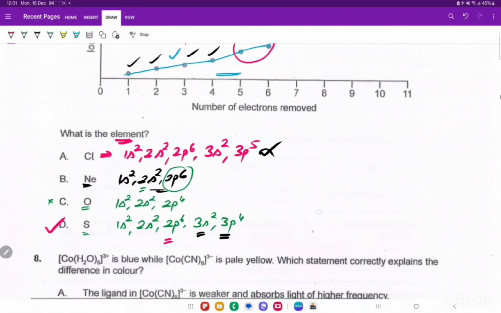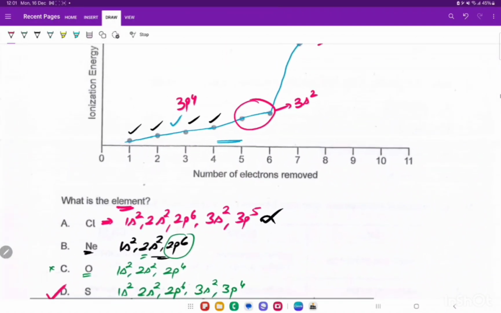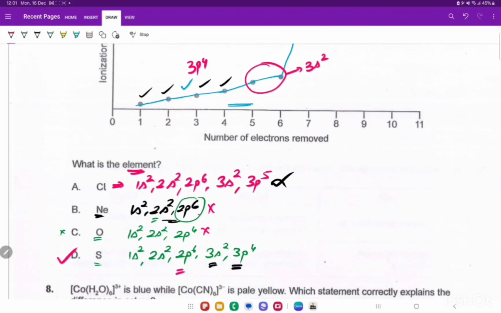Chlorine is not possible. Neon has only 10 electrons, out of which 6 should have the same energy, not possible. And oxygen has only 8 electrons, not possible. Hence my answer is D, sulfur.